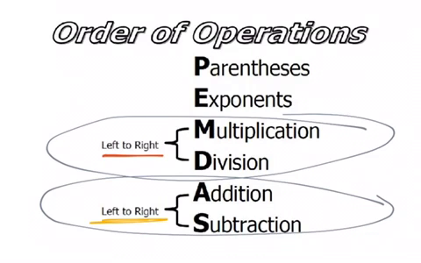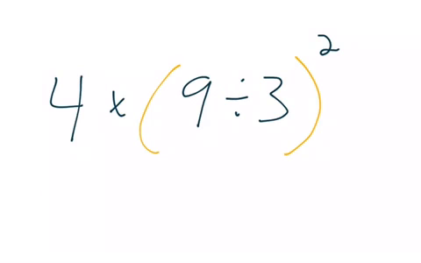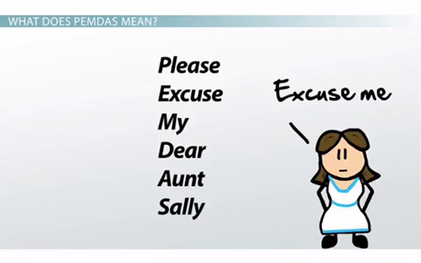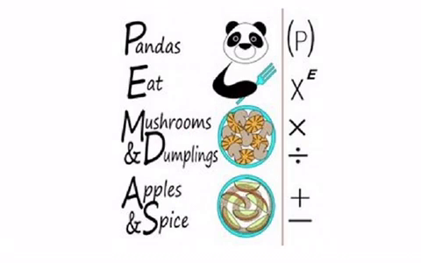So these are the instructions that we follow. Everyone, if they follow the instructions accurately, should be able to get the same answer when they solve something like this. So if you can't remember PEMDAS and what it is, there are some sayings you can remember. There's the old "please excuse my dear Aunt Sally." I guess she's kind of rude or something, but if you can remember that, you've got PEMDAS right there. If not, "pandas eat mushrooms and dumplings, apples and spice." That might be easier for you to remember.